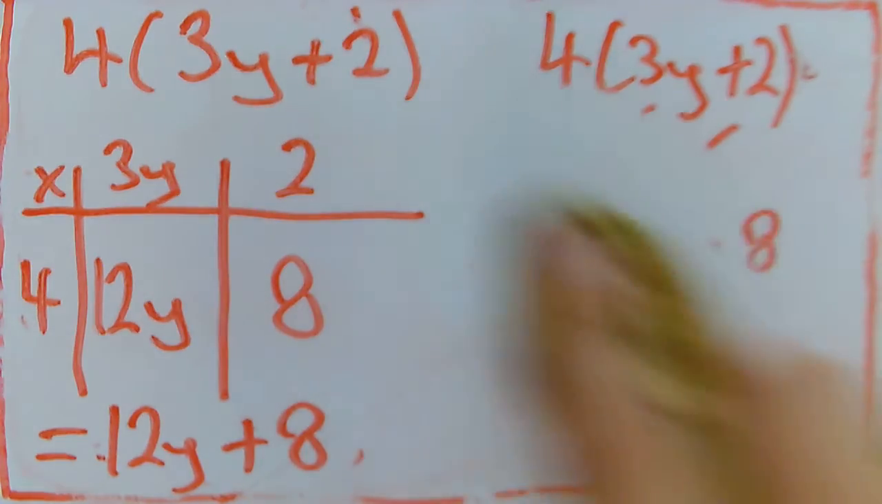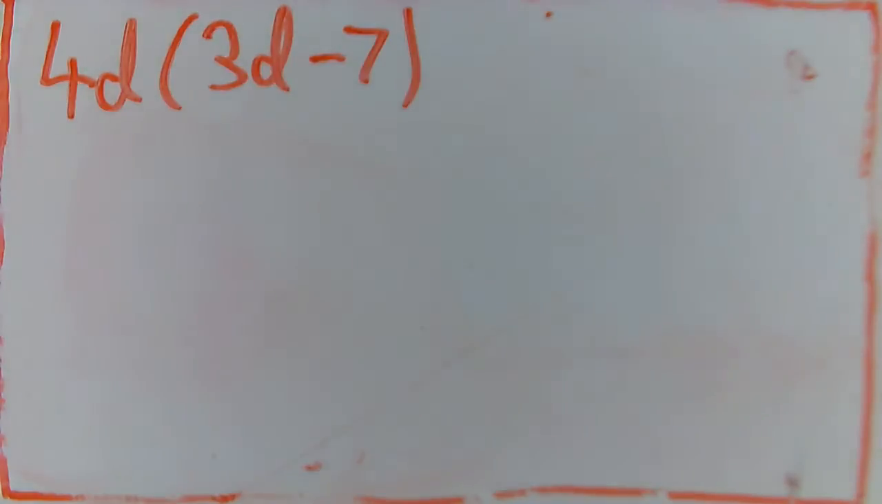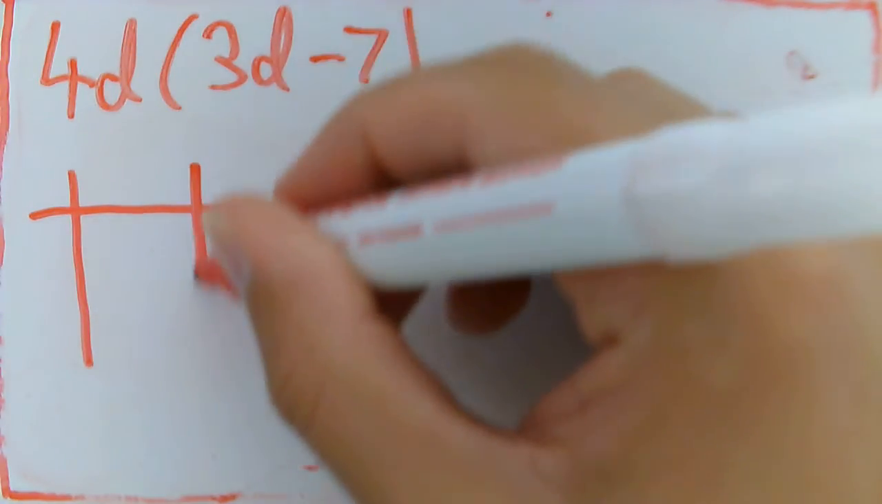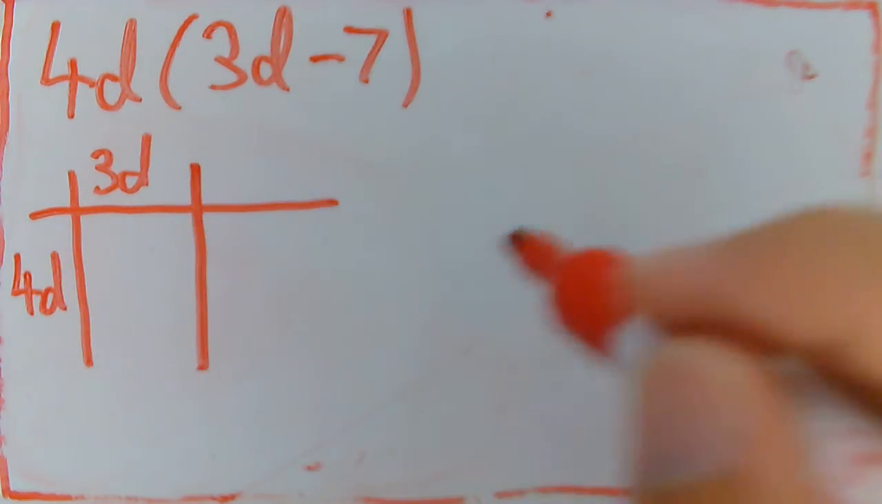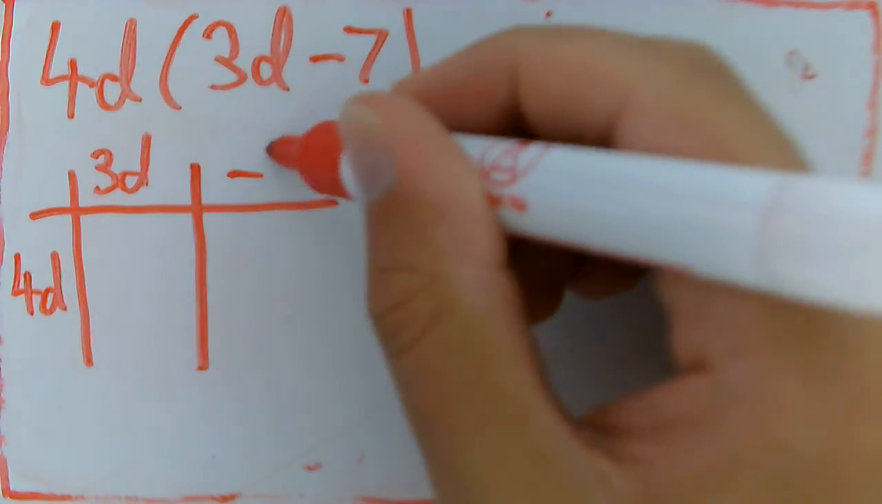Okay, we'll look at one final one now. And this one will sort of bring together each of the different parts we've looked at in the different questions. So this one, we have 4d on the outside and 3d minus 7 on the inside of our bracket. So 4d times 3d minus 7. And again, we can start off by drawing out our grid. So on the left we have this 4d, and on top we have a 3d. And again, being careful with our negatives, we have a minus 7 up here, and we're multiplying.